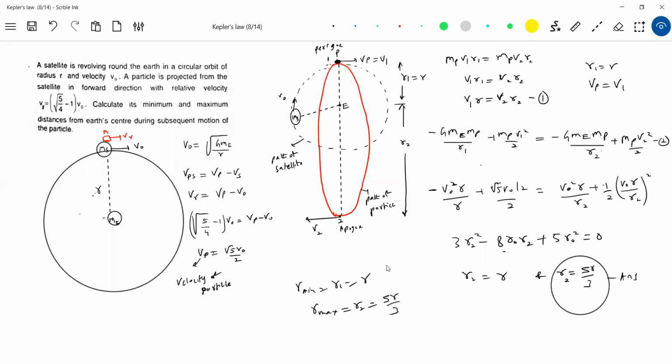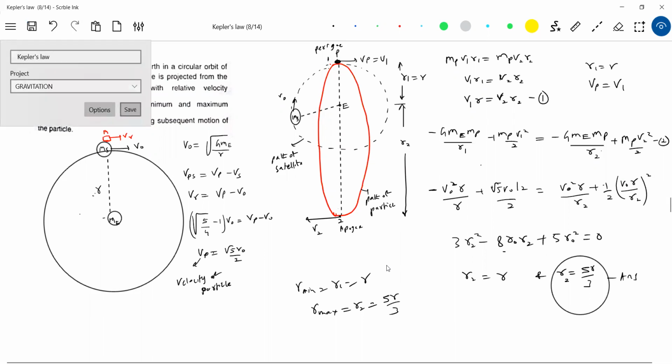Is it okay? If you want, you can try the same thing. You just make the velocity of the particle less than V0 and see that your path will be like this. But it must be elliptical only. I'll scroll down. Let's take one more problem.